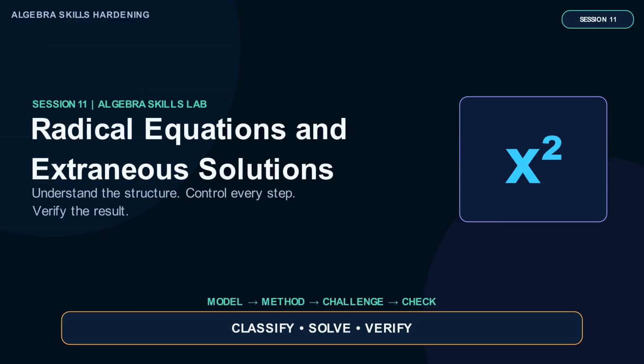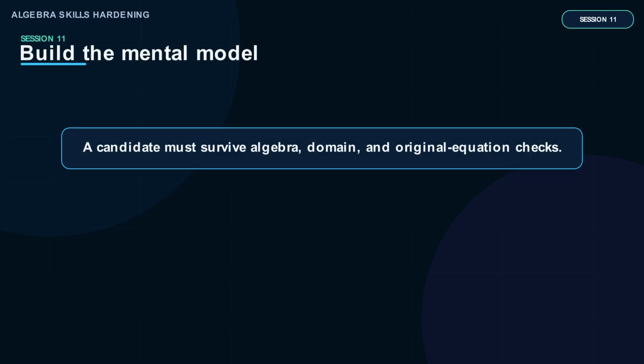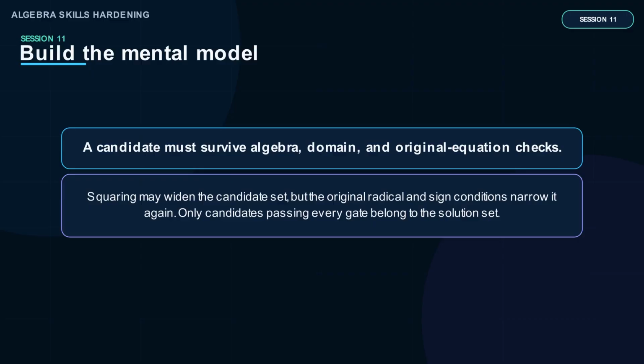Keep a pencil ready. We will build a visual model, use a repeatable process, solve a demanding example, diagnose an error, and finish with a checkpoint. Start with this picture. A candidate must survive algebra, domain, and original equation checks. Squaring may widen the candidate set, but the original radical and sign conditions narrow it again. Only candidates passing every gate belong to the solution set.